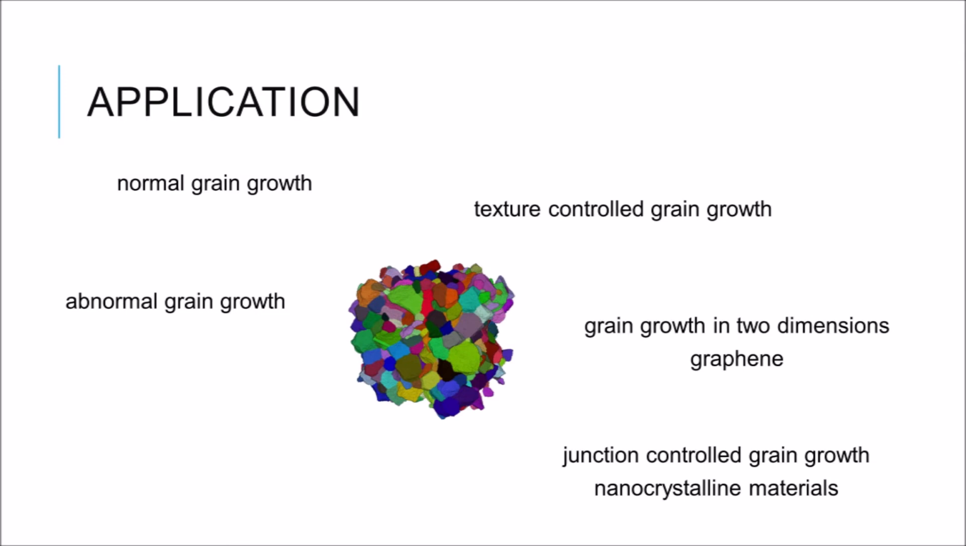Or you can simulate grain growth in 2 dimensions, as you can find it, for example, in the 2D material graphene. Or simulate grain growth in thin films, where you have a 3D sample, but in addition surface effects become most important. Now, of course, I cannot show all of it. I just do not have the time right here. So let's just pick one. And I've selected junction-controlled grain growth because it's very fascinating to go to smaller grain sizes.